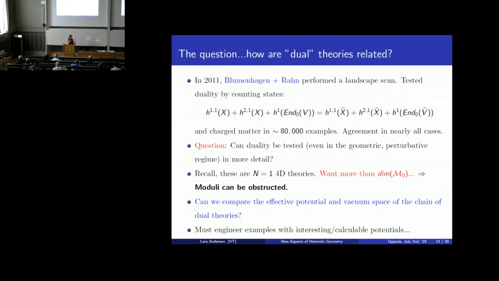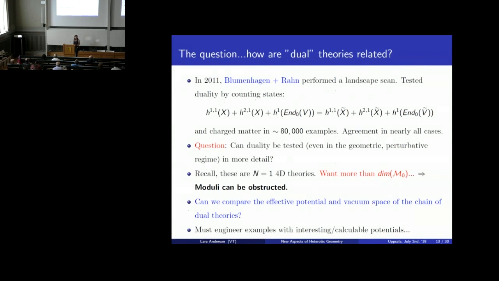So the question: how are these dual theories actually related? As I mentioned, Blumenhagen and Rahn tried to understand this by doing a lot of examples. One question is, this is all so far just an observation of, in one phase of the theory, I can do relabeling. I can count and observe that the massless spectrum appears to be the same, but that doesn't tell me a heck of a lot about the structure of the 4D theory yet. It tells me I have the same number of zero modes, but could I go further?